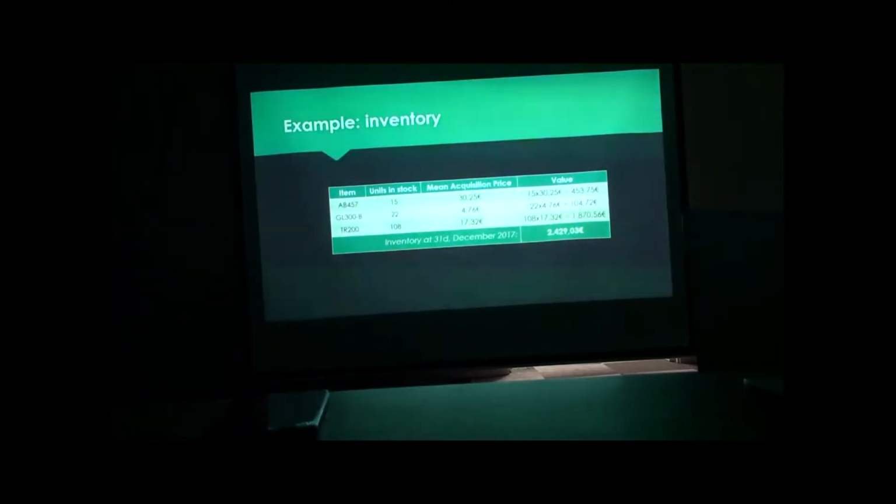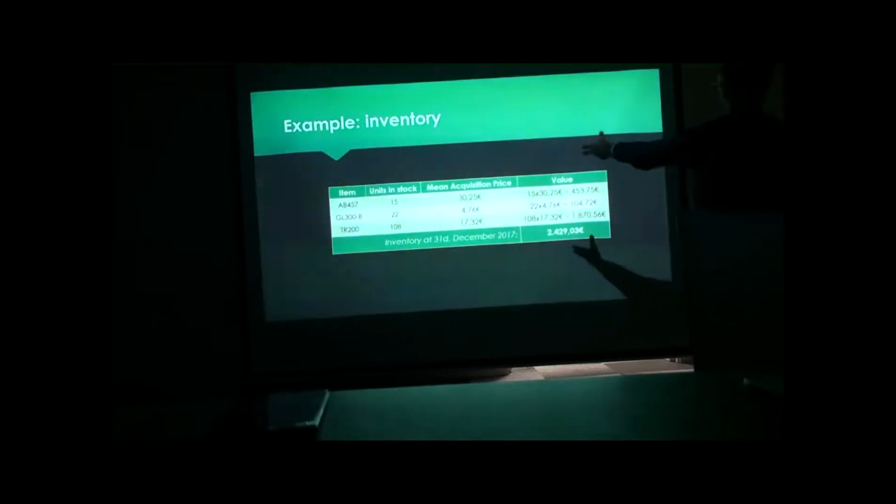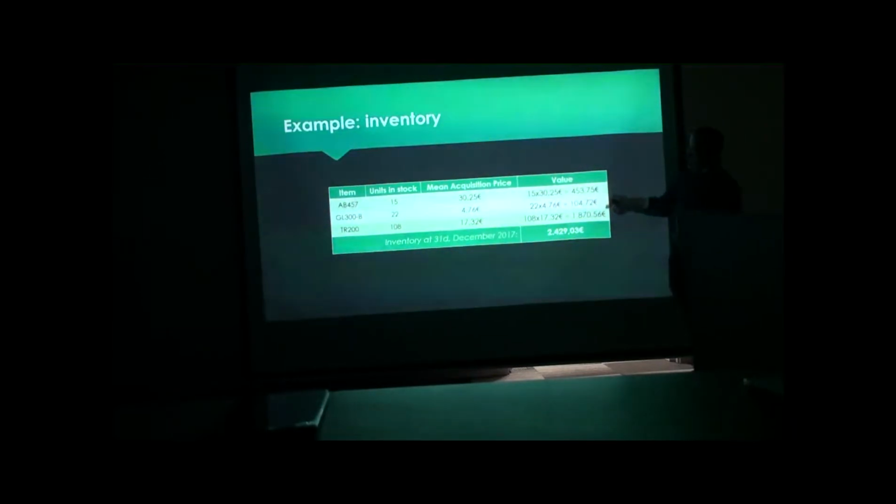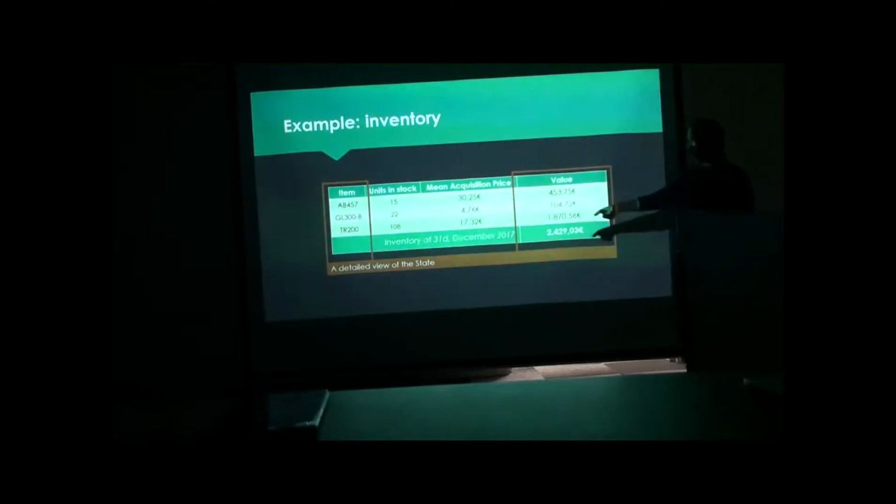This is another example. Imagine we have 3 items in our warehouse. Provided we have these units and this is the acquisition price we have for every item, we might produce this value, which is the economic value of that item. The second one, or the third one, and this is the sum. So what we are saying is that this is the economic value of all the items we have in our warehouse. The list of items we have, with their values, is a state, right?